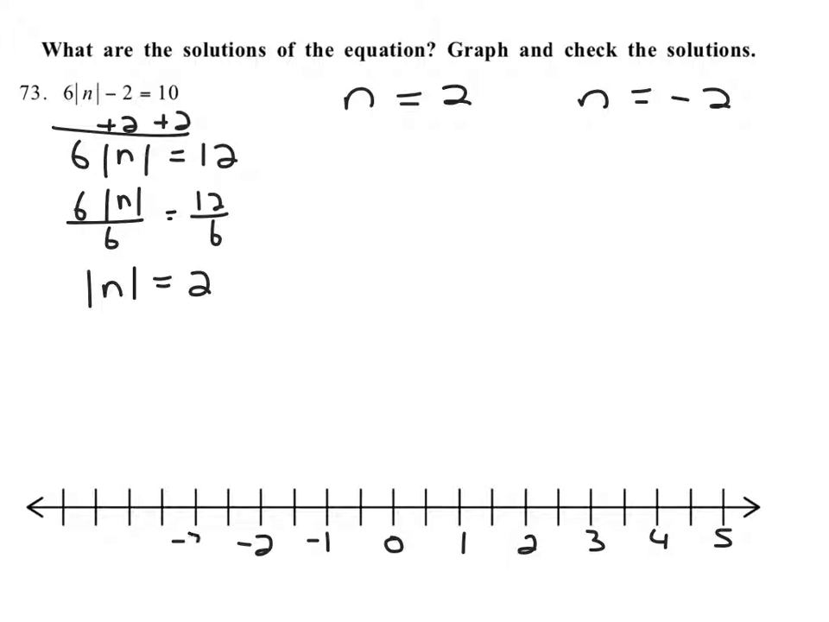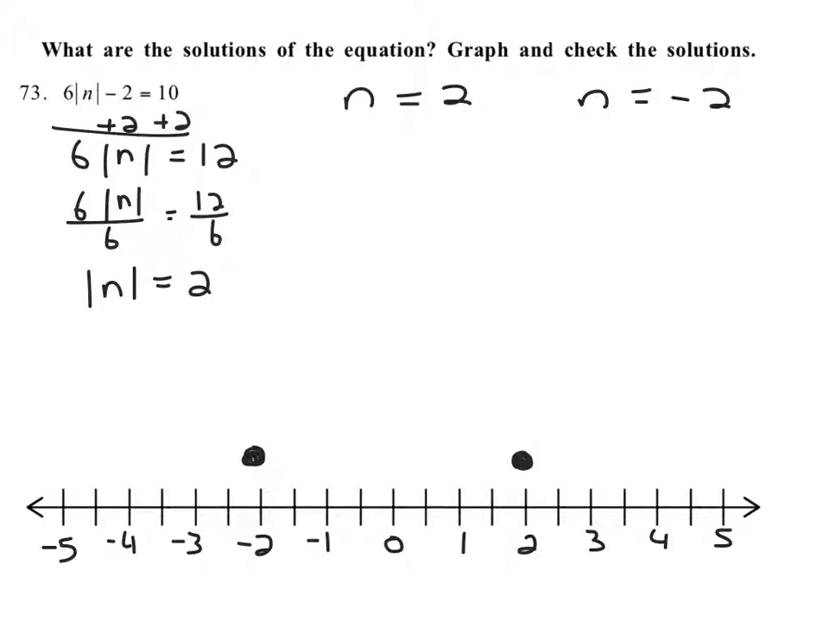Just decided to spread the numbers out by going every half unit. And we've got an endpoint at 2, filled in, of course, because it's exactly that number. And we've got a point at -2.